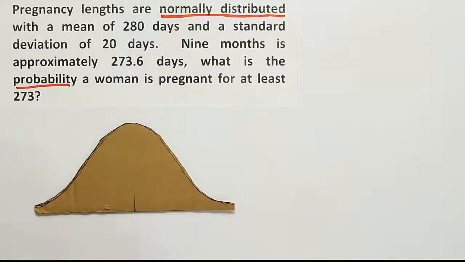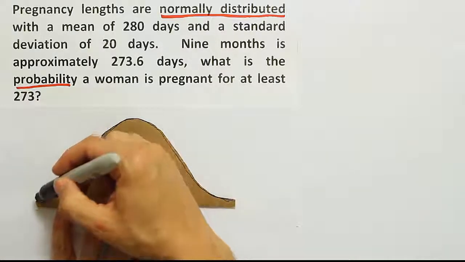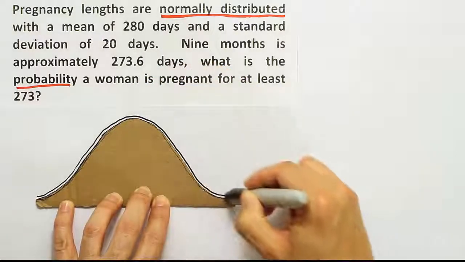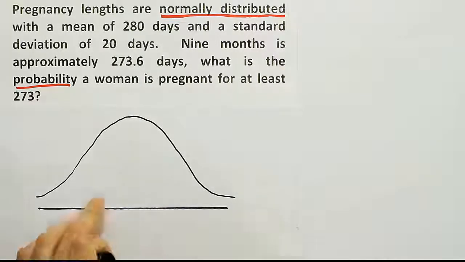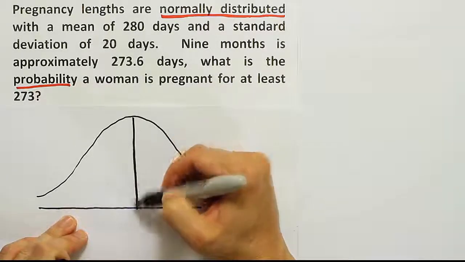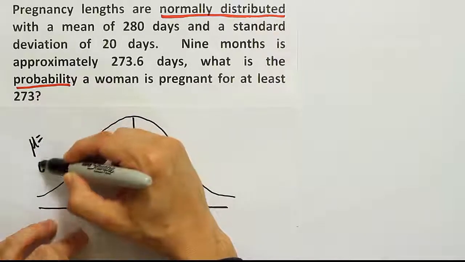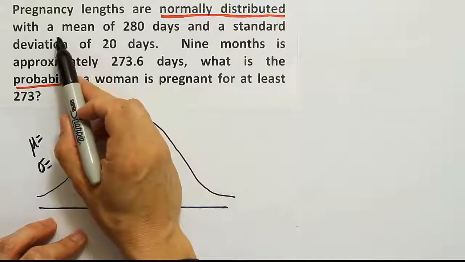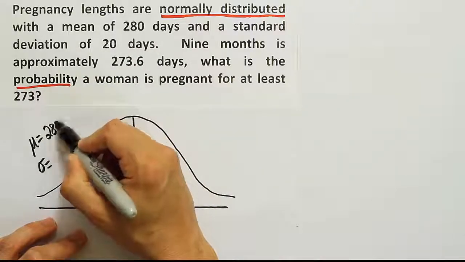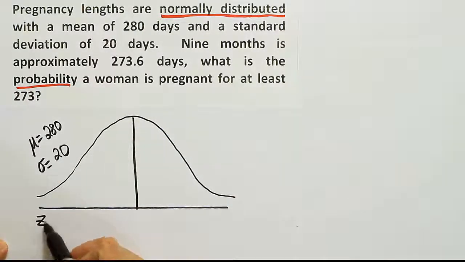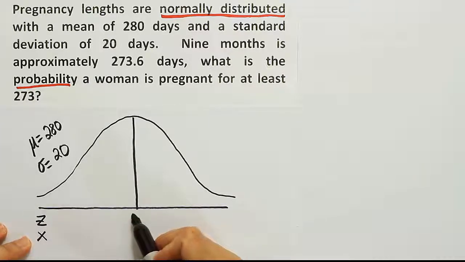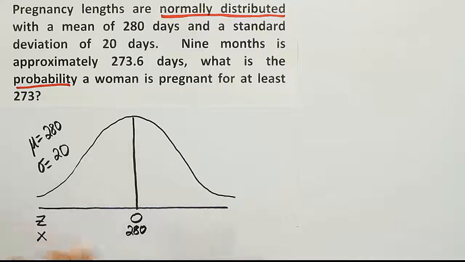So put my little bell curve cut out here. Okay, so on all bell curves, we should label a mean and a standard deviation. So let's put the mean off to the left here, standard deviation underneath it. It says that they have a mean of 280 days, so 280, and a standard deviation of 20, so put 20 here. Underneath the curve, you want to put a z-axis and an axis that we'll call the x-axis. It represents pregnancy lengths. The z-axis has a center at 0, and the average pregnancy length is the center for the x-axis, which will be 280.